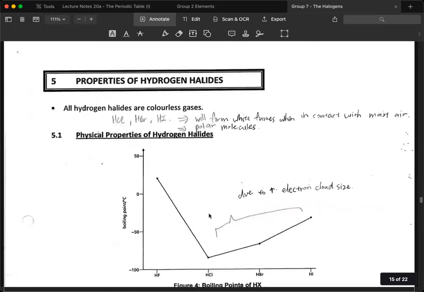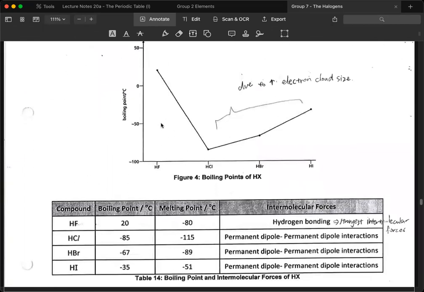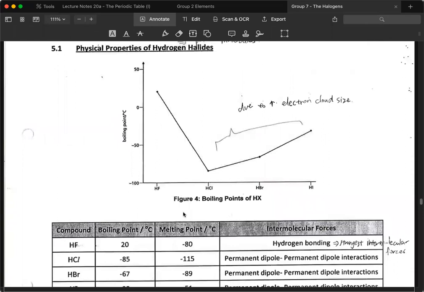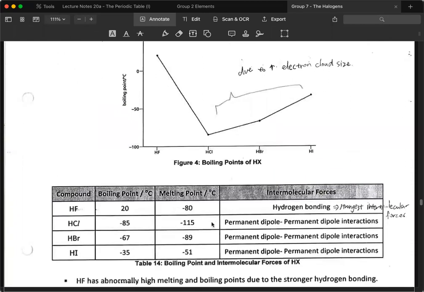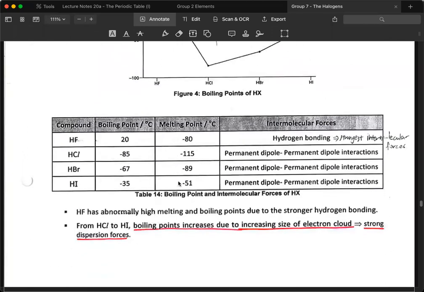Other properties of hydrogen halides: they are colorless gases. In contact with moist air, they will form white fumes. They are all polar molecules. Only HF has a very high melting point because of hydrogen bonding. The rest just have permanent dipole-permanent dipole interactions, and these correspond to electron cloud size.